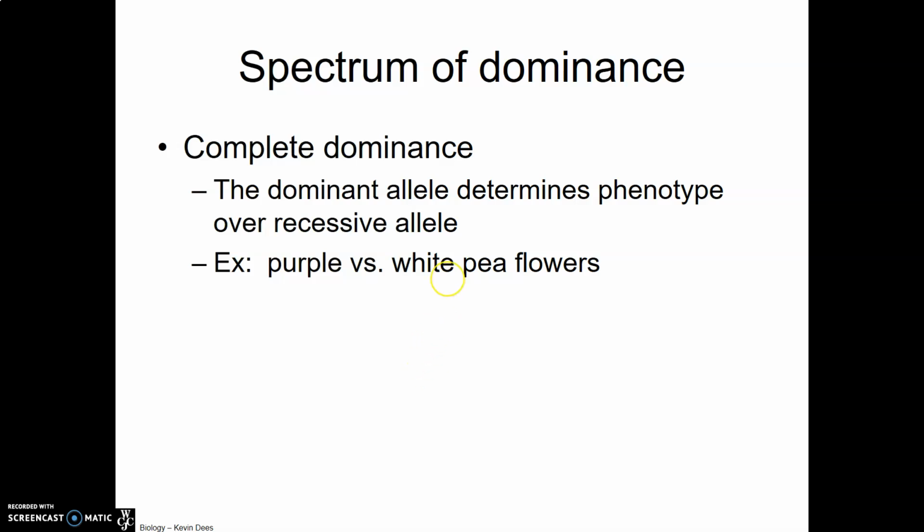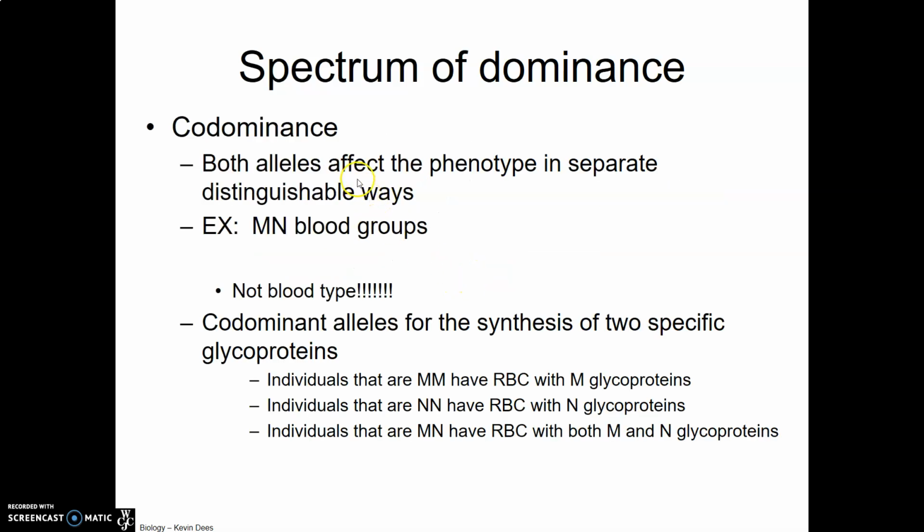We're going to call this the spectrum of dominance. So the ones that we've looked at already would be a complete dominance pattern of inheritance. The dominant allele determines the phenotype over a recessive allele. So for example, purple flowers versus white pea flowers. Now, we also have codominance. In codominance, both alleles are going to affect the phenotype in separate and distinguishable ways.